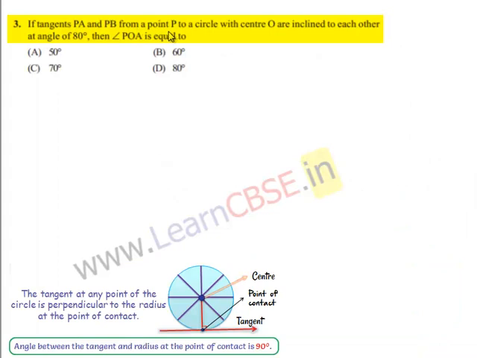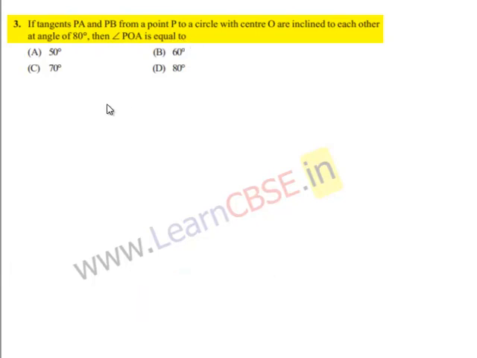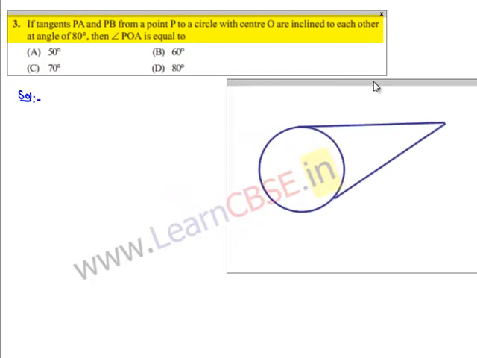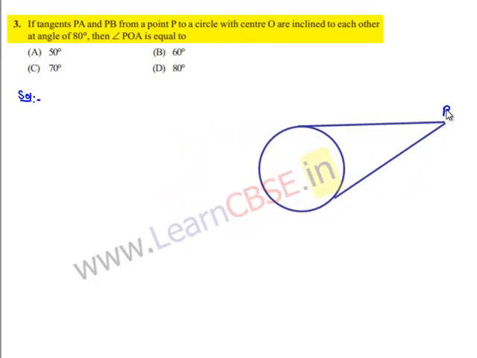If tangents PA and PB from a point P to the circle with center O are inclined to each other at an angle of 80 degrees, then angle POA is equal to, now moving on to solution. Let us consider a circle with two tangents from P drawn, that are PA and PB. Let O be the center of circle. Let us join OA and OB. Here the angle of inclination of tangents is given as 80 degrees and asked us to find angle POA.